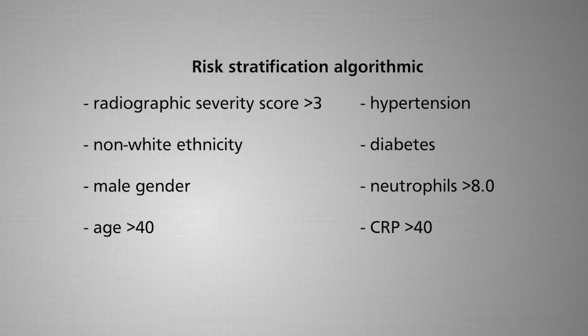Each of these items scores 1 point. You then get a total score up to a maximum of 8 points. We are looking to recruit patients who score 4 or more into the TACTIC trial, or patients who score 3 or more, where one of those points is due to the X-ray severity scoring system.